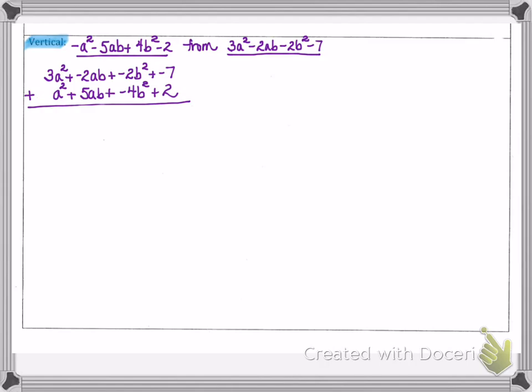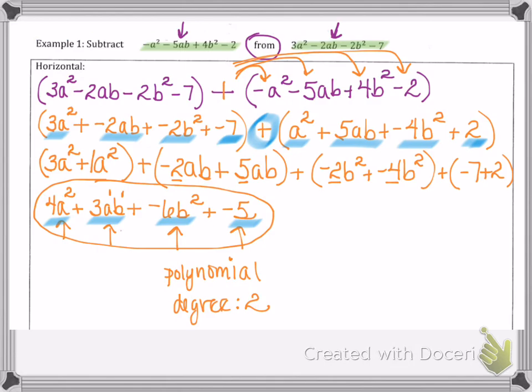Now what we're going to do is add these up vertically starting over here. So we've got -7 plus +2 gives me -5. -2 plus -4 gives me -6b squared. -2 plus 5 gives me 3ab. 3, pardon me, plus 1 gives me 4a squared. So you should be seeing that we're getting the same answer as the top, but we showed the work vertically because it's underneath, whereas the prior slide was horizontally. We showed it side to side.